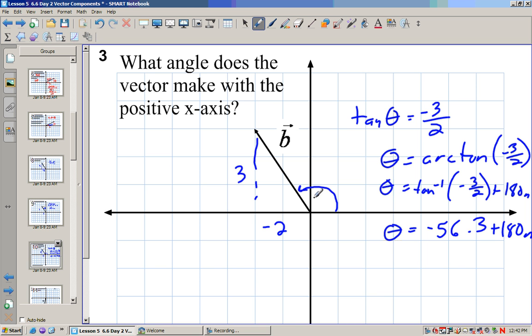Now we need to think about this. Is this angle negative 56.3 degrees? Hopefully you're shouting, no, no, because negative 56.3 degrees would be this one. So we need to add 180 degrees to that to get theta is going to be 123.7.